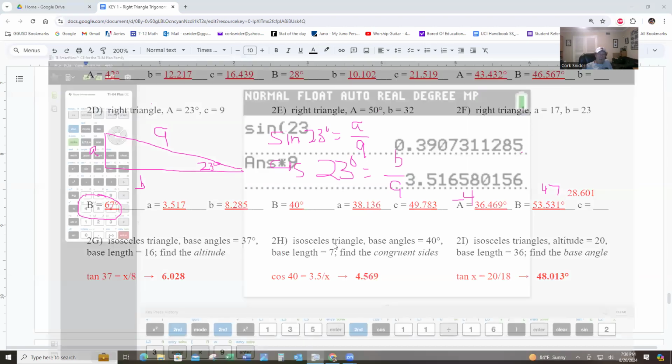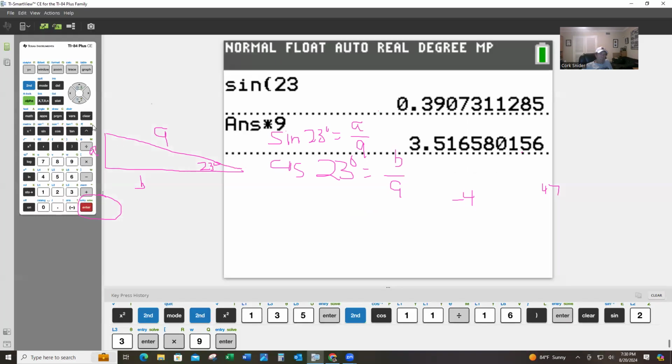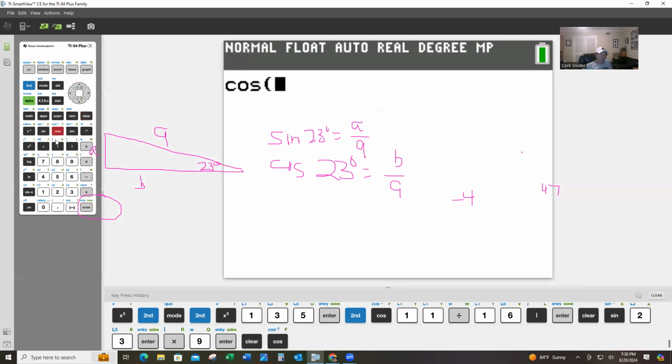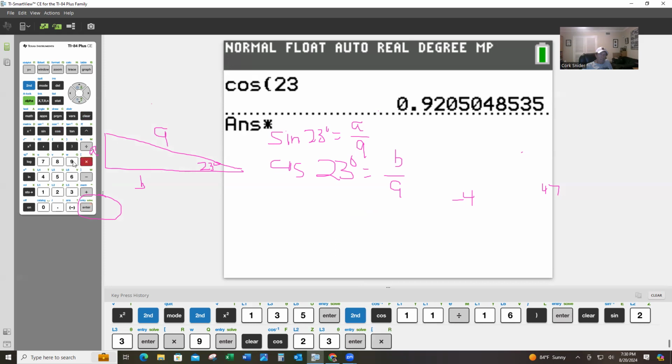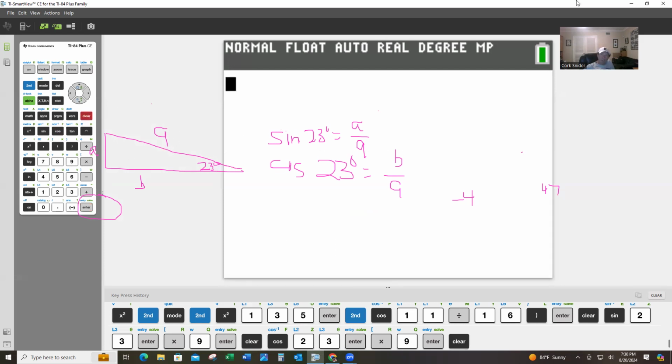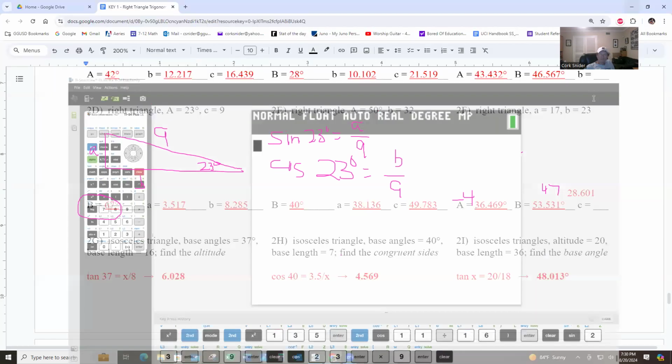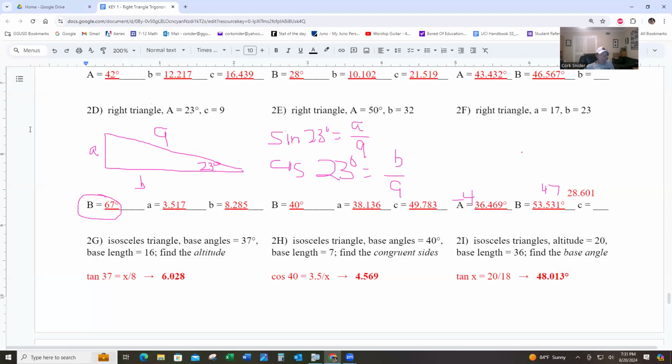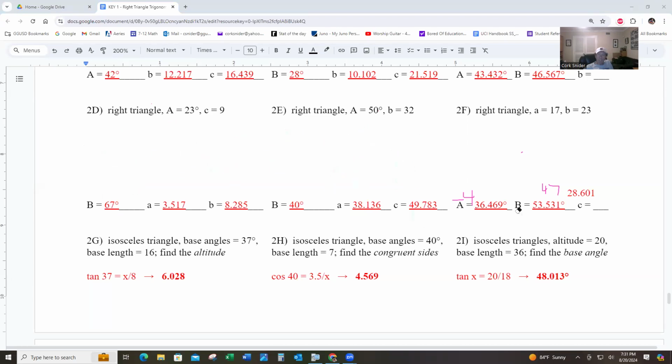Here we go. Clear that. Cosine of 23 degrees, enter, times 9. 8.28. Sound good? It sounds great. Okay, so there's that. This is getting repetitive. Hopefully you're trying to pick up on it. It's getting very long for one page, which is why I was splitting this into 2 days, which makes the most sense.